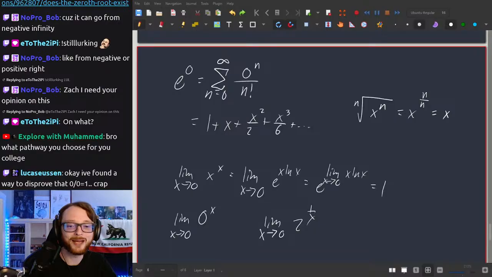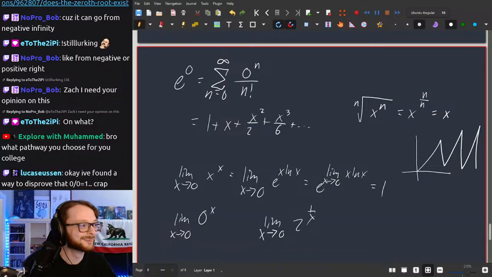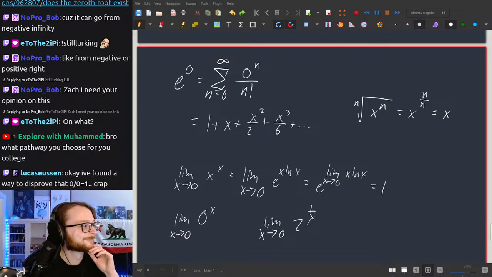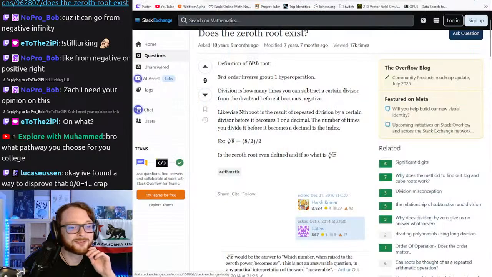If we made a graph of Lucas's thoughts on 0 over 0, it's like good, bad, good, bad, good, bad. It's like a stock chart. But hey, no, that's math.